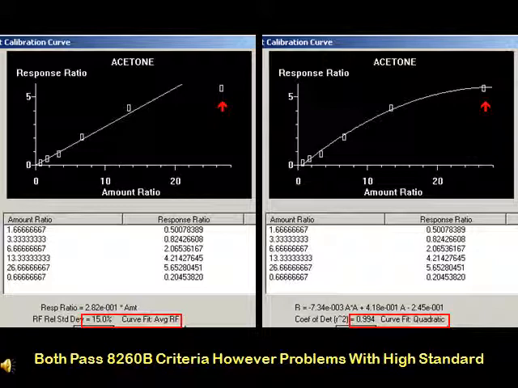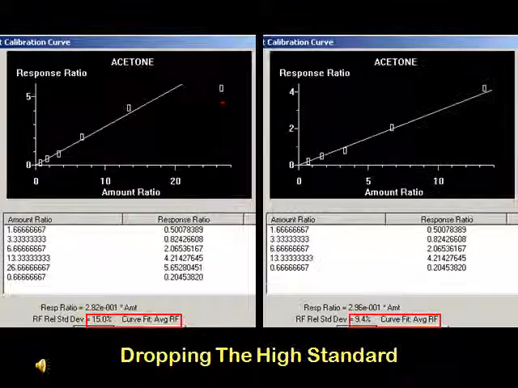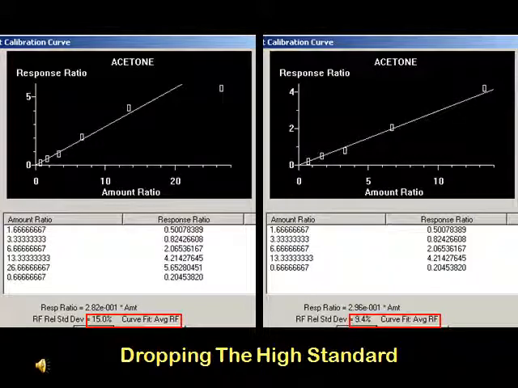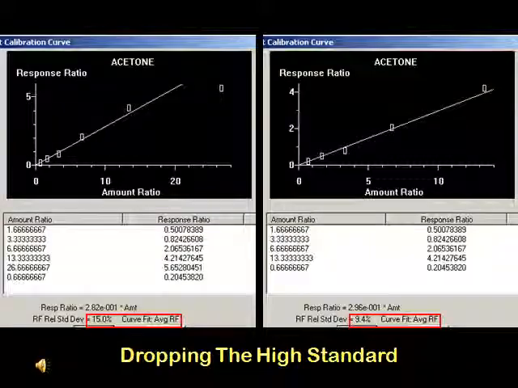However, because of the saturation of the highest standard and low increase of response ratio from the next lowest standard, this is not a good curve model for the data and may produce questionable quantitative data at the high end of the curve. Probably the best solution would have been to drop the highest calibration standard that was showing signs of saturation. The resulting curve without this high standard has a much lower relative standard deviation and represents all of the remaining calibration points well.